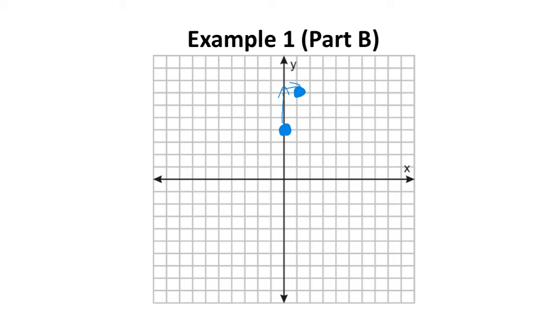Finally, I'm going to connect my two coordinates with a straight line. Last but not least, I'm going to label my line with its equation. Y equals 3x plus 4.